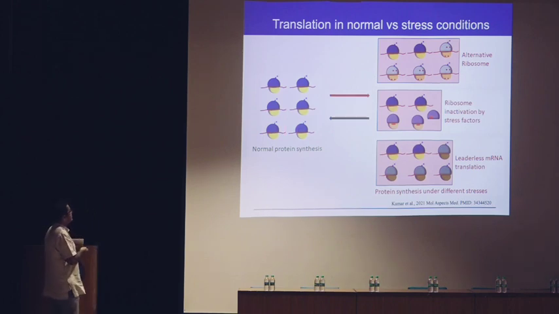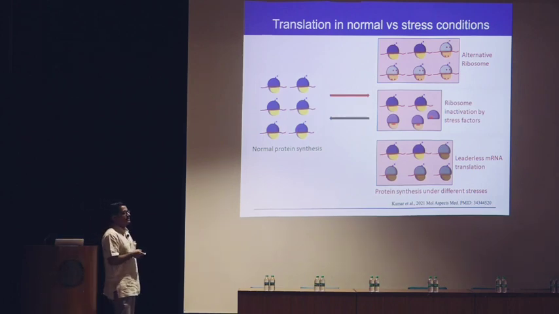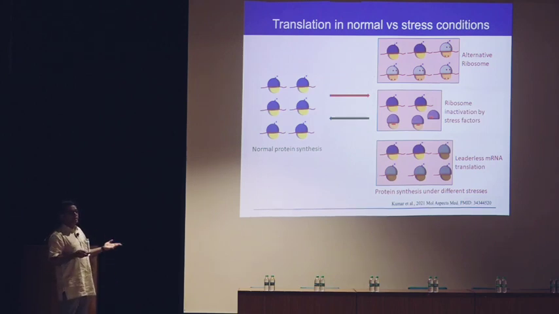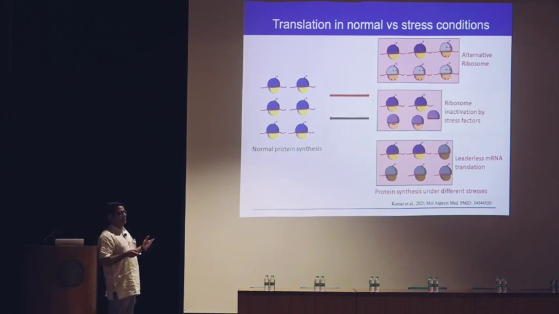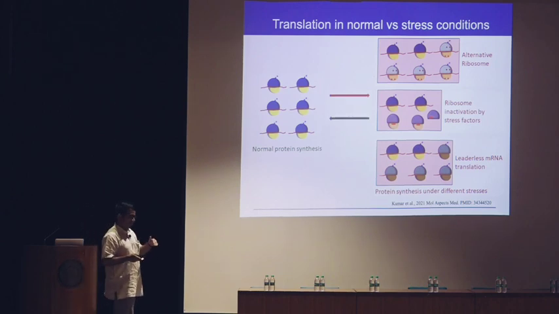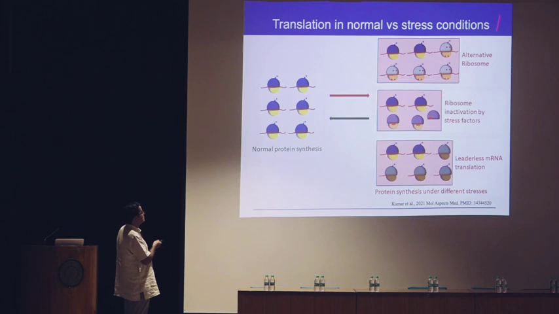The problem is when there is a stress. Bacteria have this lifestyle of feast or famine. Sometimes they have enough food, sometimes they are in stress, so they have evolved different ways of adapting. The first thing is they slow down the overall cellular machinery, including protein synthesis. How they deal with this reduction in the rate of protein synthesis happens in different ways.